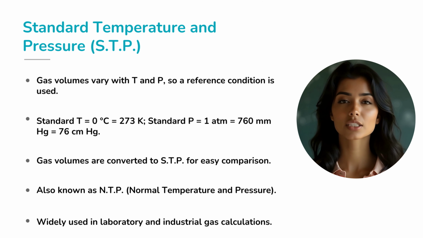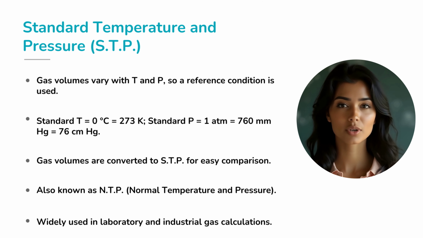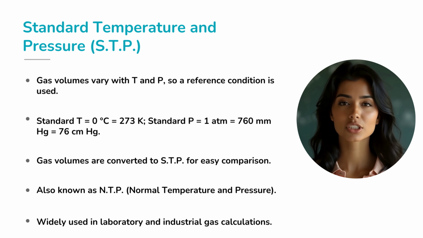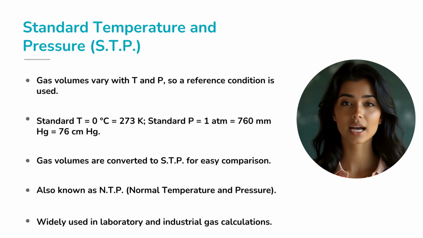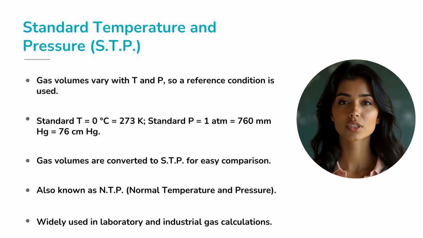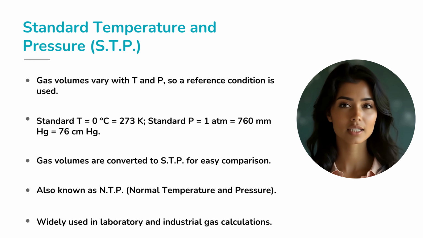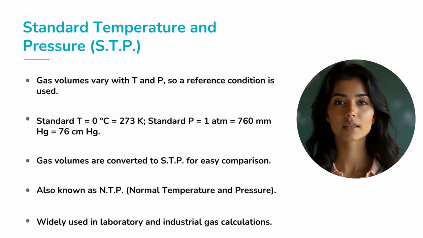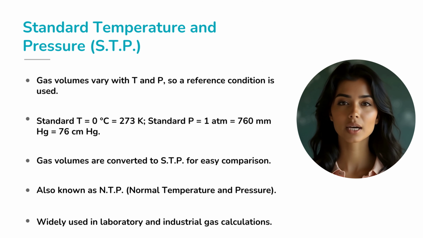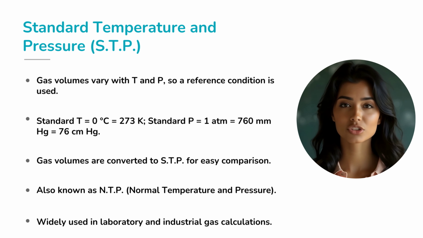Here's a practical challenge. Gas volumes keep changing with pressure and temperature. How do scientists compare results from different labs? Simple, they agreed on a reference condition called standard temperature and pressure. At S.T.P, the temperature is 0 degrees Celsius or 273 Kelvin, and the pressure is 1 atmosphere, which equals 760 millimeters of mercury. Whenever gas volumes are reported, they are often converted to S.T.P so comparisons become fair. It's like everyone using the same time zone when arranging an international meeting.